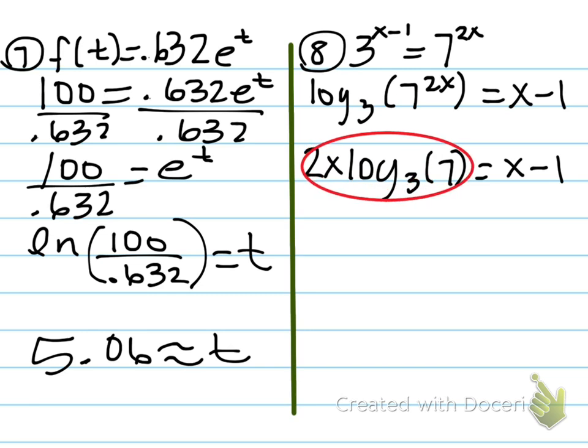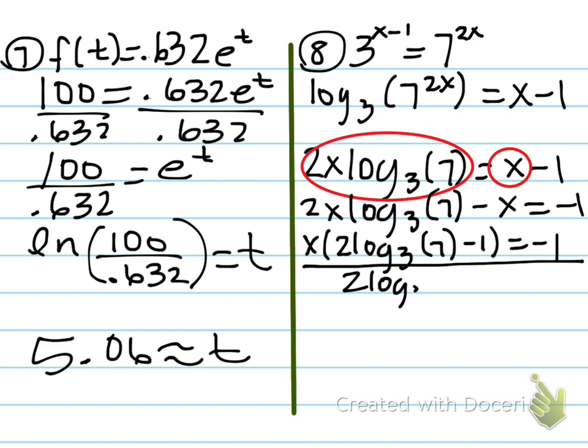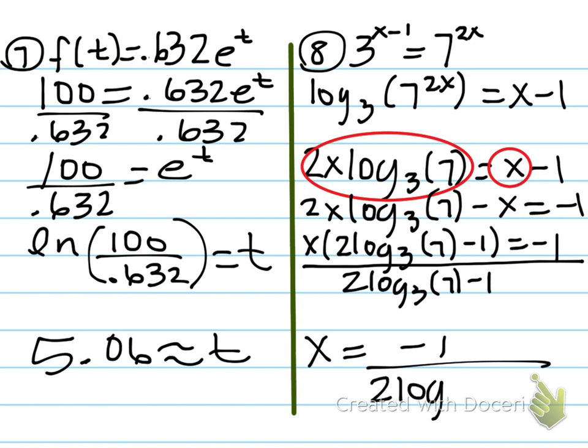So I have this has an x term and this has an x term. I want to get those together. So I'm going to 2x log base 3 of 7 minus x equals -1. So I just subtracted x from both sides. Now I'm going to factor out an x. And then I'm going to divide everything by 2 log base 3 of 7 minus 1. And so I get x equals -1 divided by 2 log base 3 of 7 minus 1.